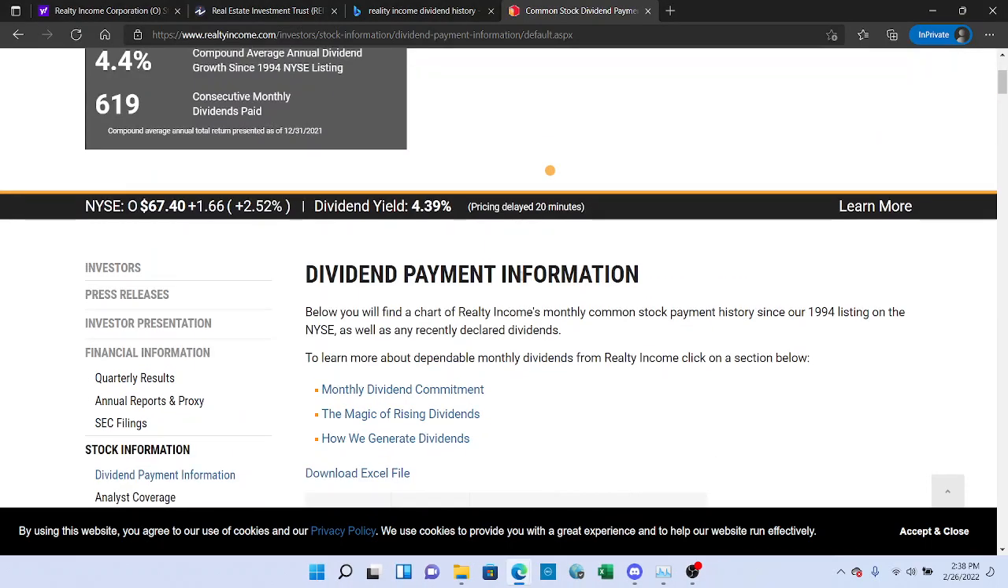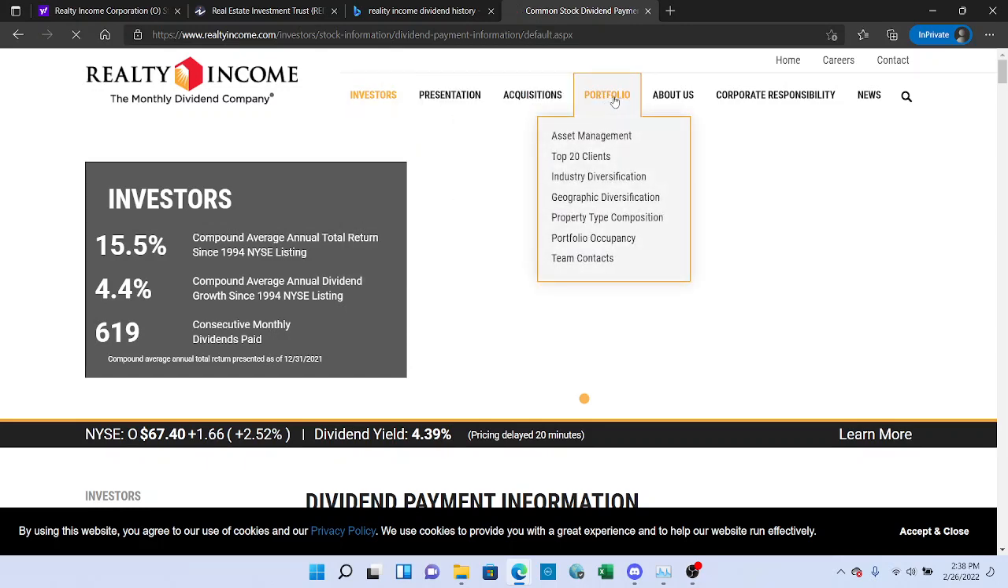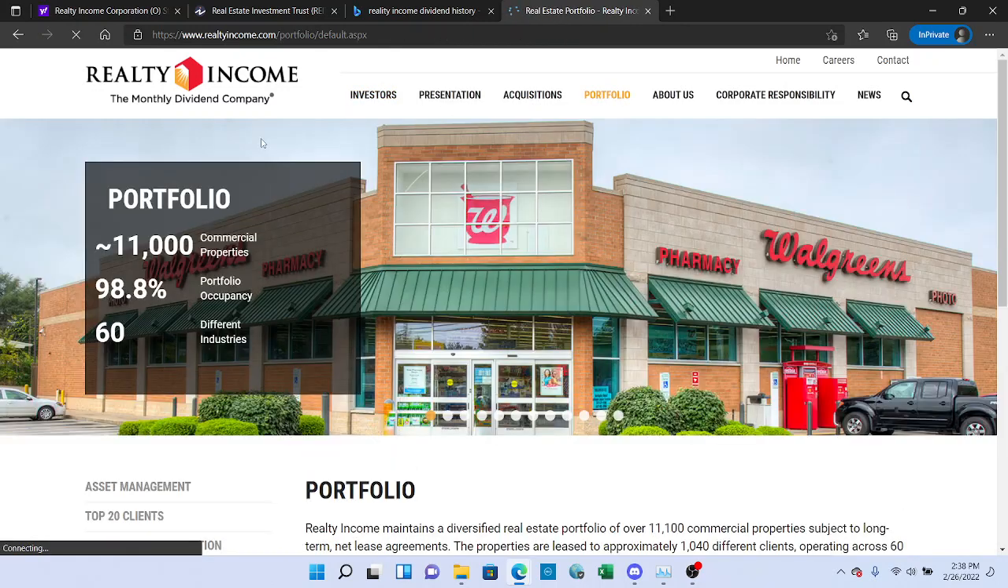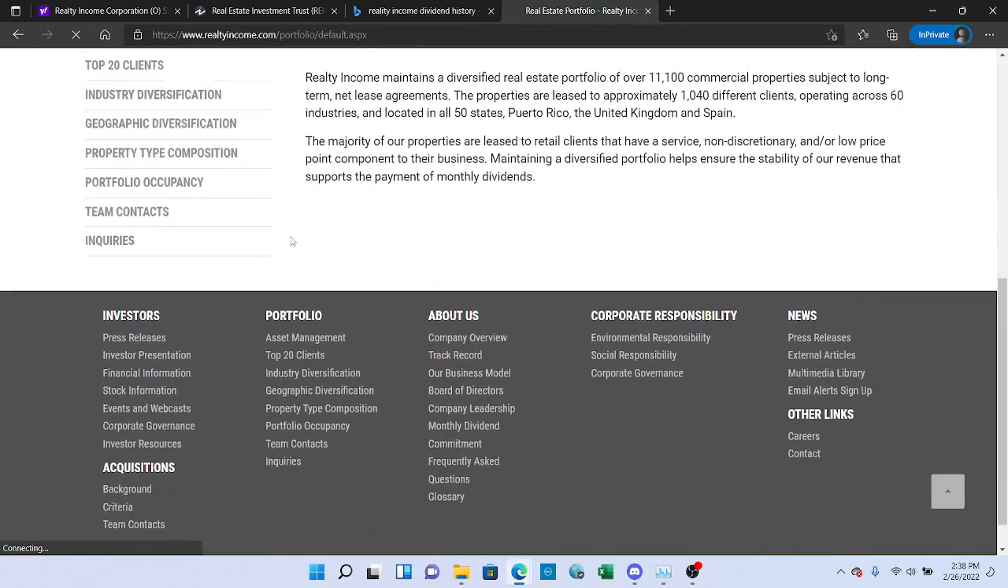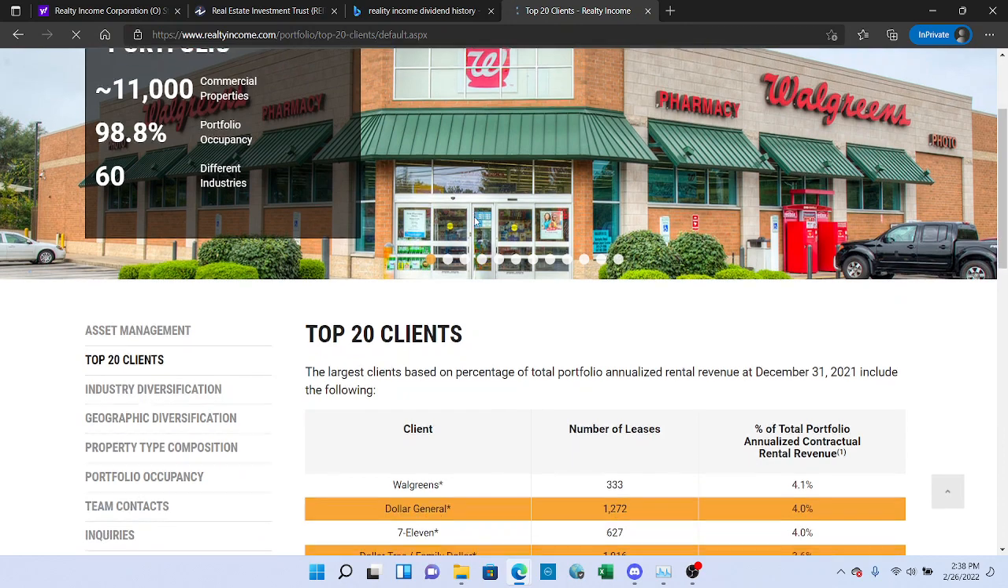Now, a lot of people just talk about the dividend yield all the time and they don't really tell you about the company. What is the company doing? So let's just kind of look around this website for a little bit. Let's look at their portfolio. So let's look at their top 20 clients.